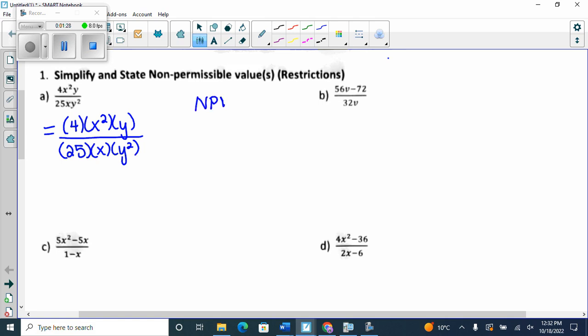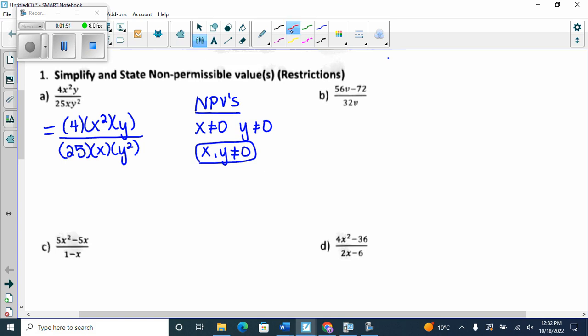And make sure you're showing all the work. So x can't equal 0 and y can't equal 0 because they're just by themselves. But a lot of the time they'll be written like this: x comma y can't equal 0. That's often how they put them together when they're both the same one. Once I state NPVs, then I'm allowed to cancel if things cancel off.